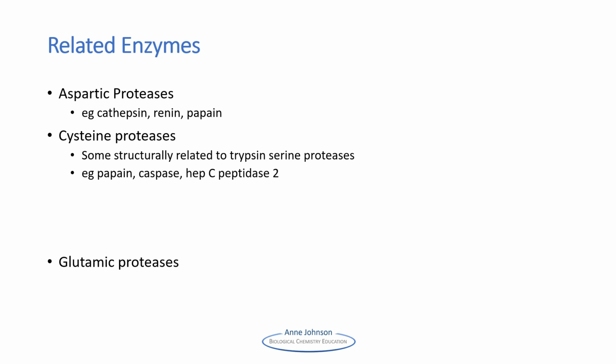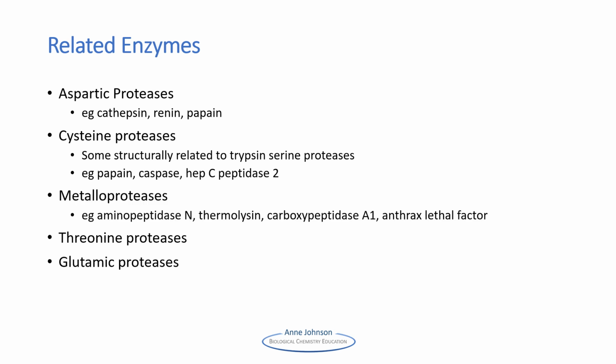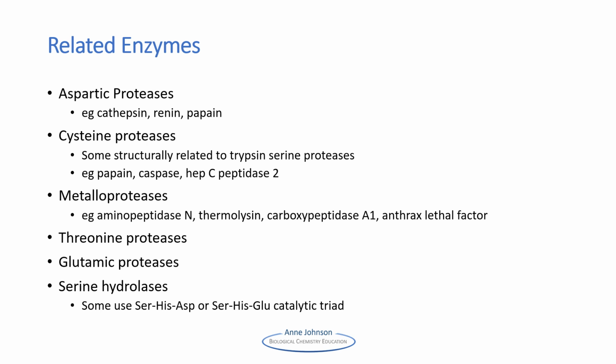Some of the cysteine proteases use a catalytic triad similar to the trypsin serine proteases and could be structurally related. Threonine proteases use threonine as the active site nucleophile. Metalloproteases use a metal ion, usually zinc or cobalt, to activate the water molecule. Some examples include aminopeptidase N, thermolysin, carboxypeptidase A1, and anthrax lethal factor. Additionally, enzymes that function as hydrolases might use a catalytic triad. Examples of these include asparaginases, esterases, acylases, and beta-lactamases.